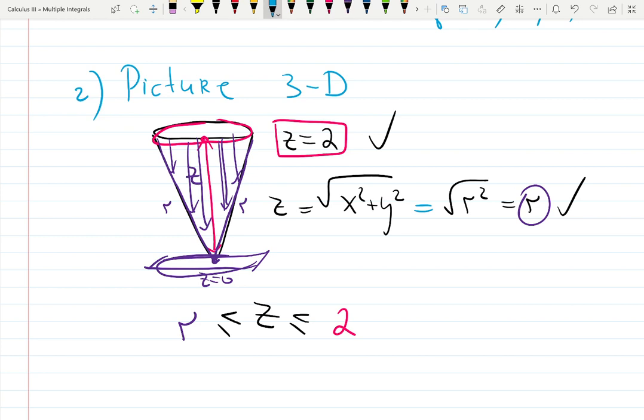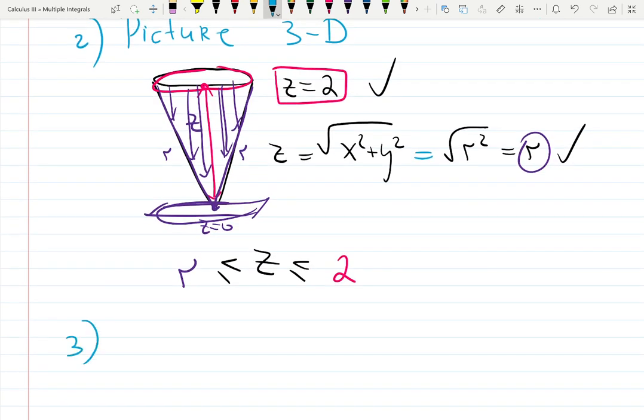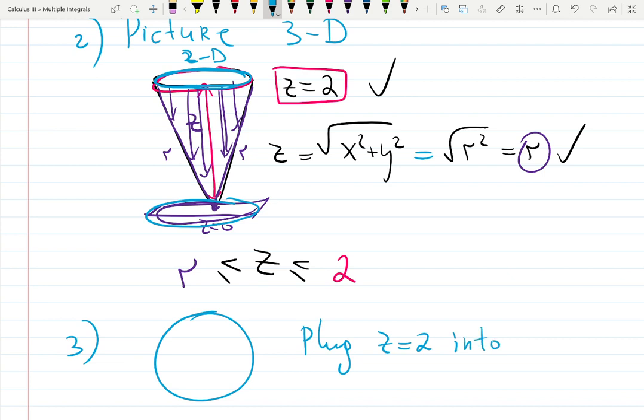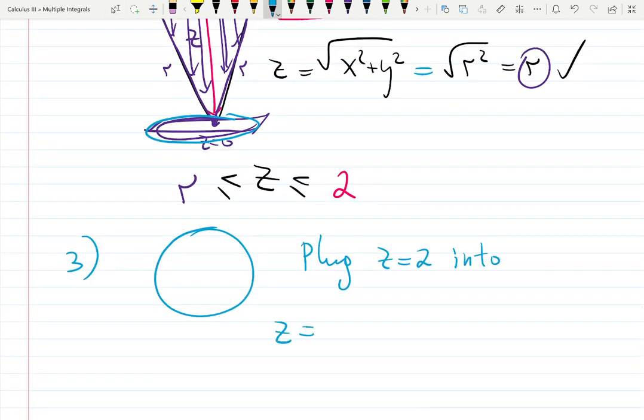Then we go into 2D, like we always do. What is the shadow of this cone? A circle, exactly. What kind of circle? We're not going to put it down over here where z is 0. We're actually going to see what this location is. This is my 2D picture, but in this location, z is 2. So plug z equals 2 into z equals square root of x squared plus y squared.